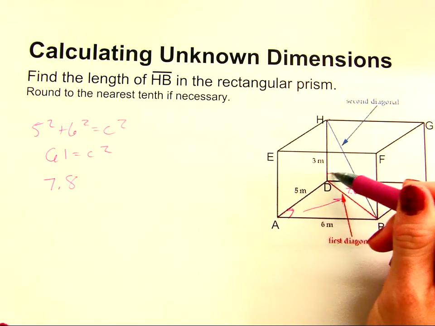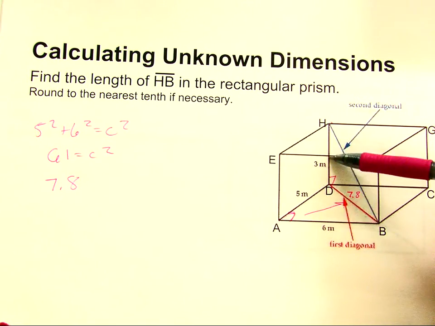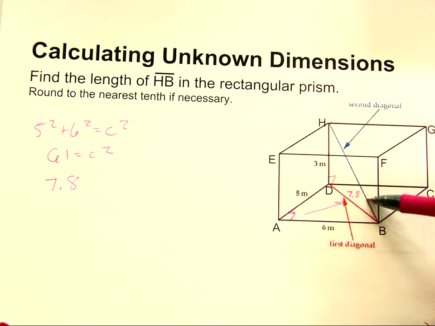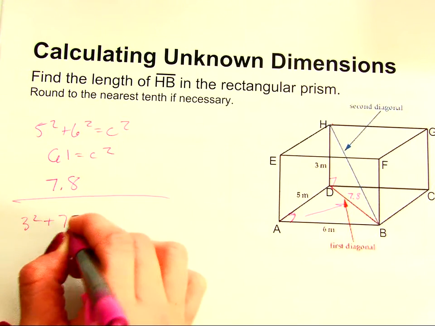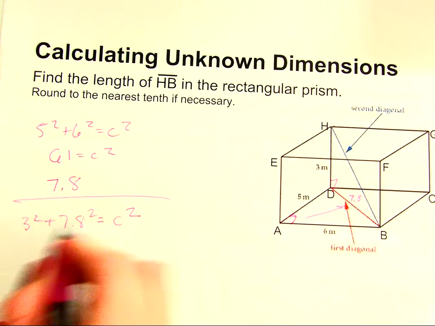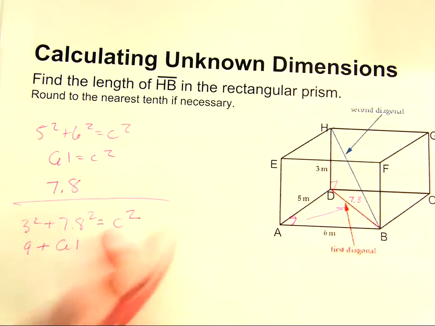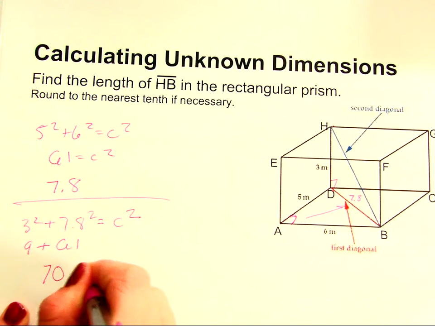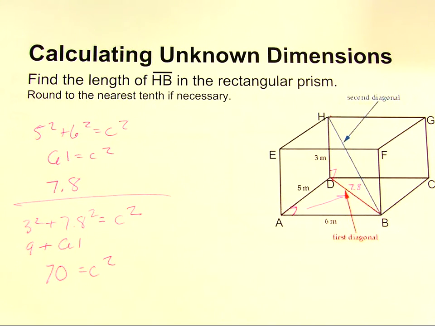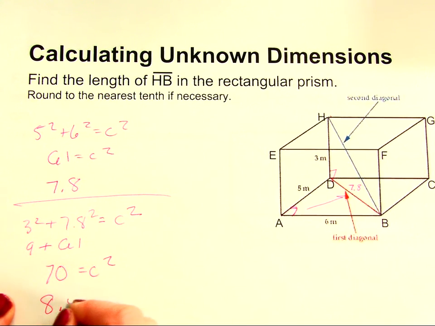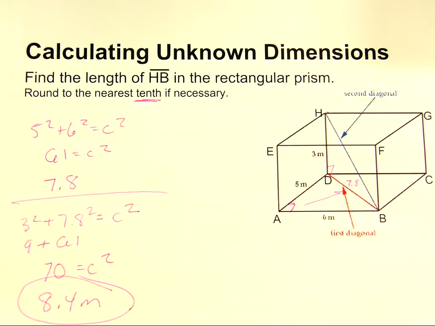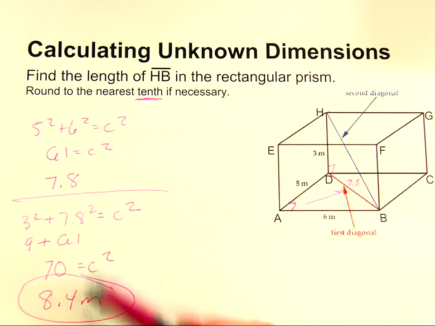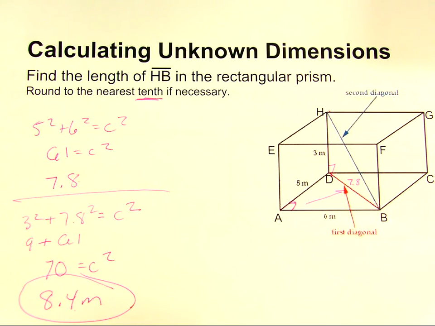So then here is my second 90-degree angle for this other triangle here. Trying to find this blue diagonal. So it means I have 3 squared plus 7.8 squared equals c squared. So 9 plus 61 is 70. Take the square root of 70. You get 8.4 meters, so nearest tenth. So again, depending on how you rounded here, you might be a little bit different than the 8.4, but you should be pretty close.